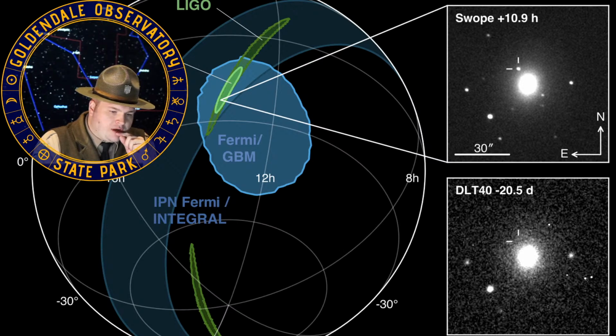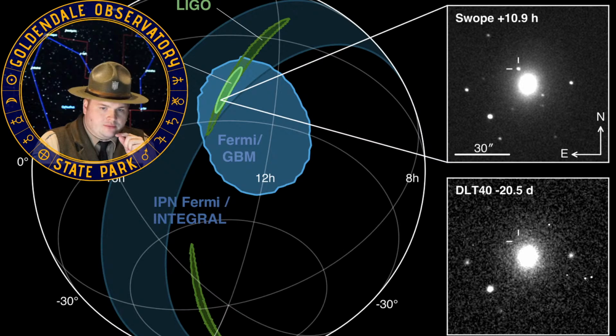Put in locations around Earth's orbit around the sun. Sure. I mean, that's one of the things we could do. That would actually be fairly easy to do.